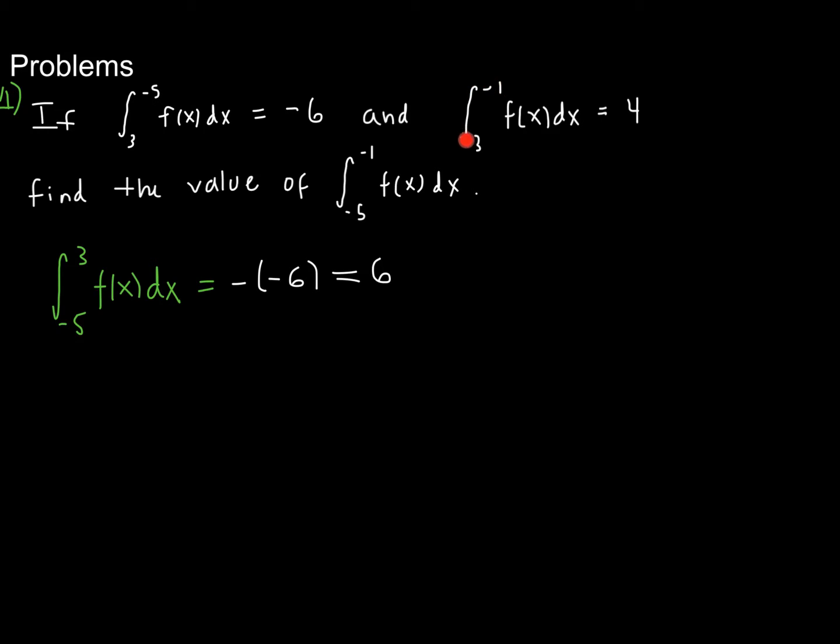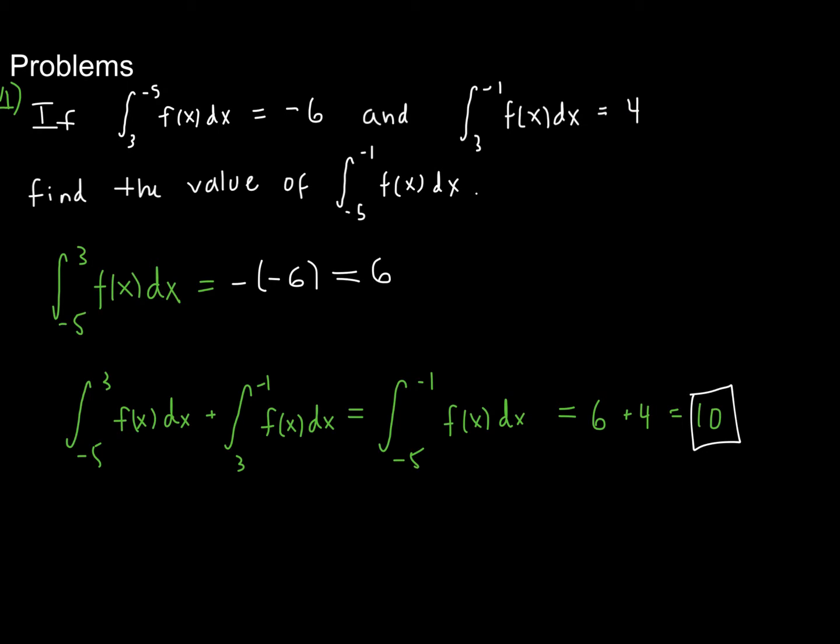Now, since I have this interval from 3 to -1, and this goes from -5 to 3, I can combine those two intervals and go from -5 to -1 simply by adding 6 and 4. And there you have that written out. One thing that might be a little confusing here is that 3 is actually greater than -1.